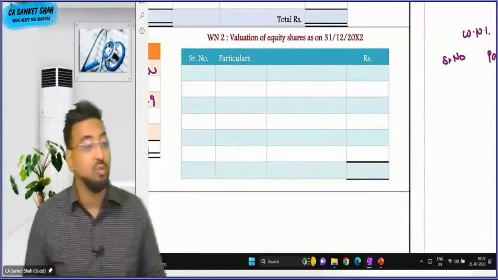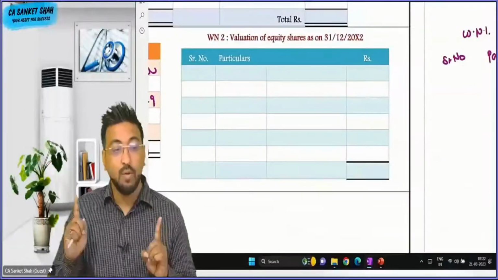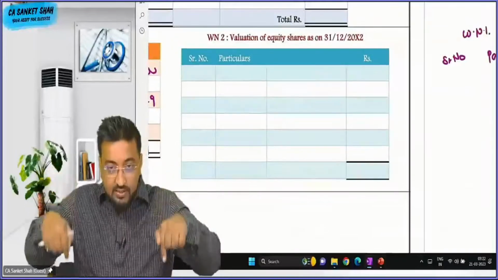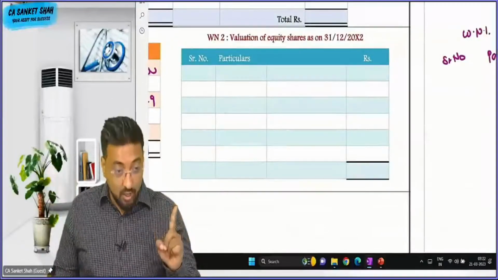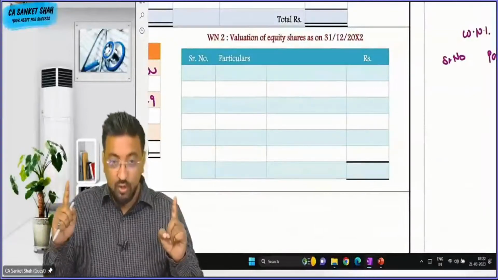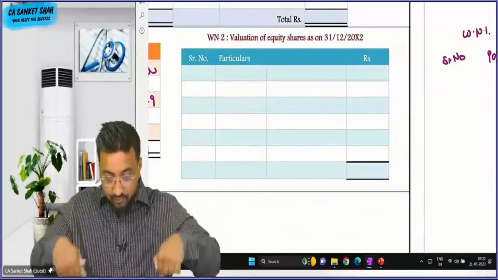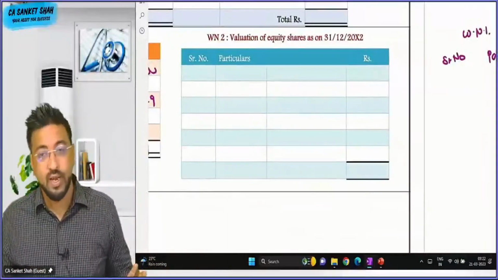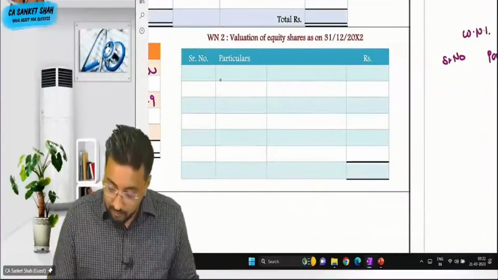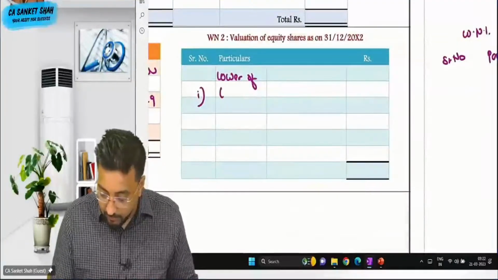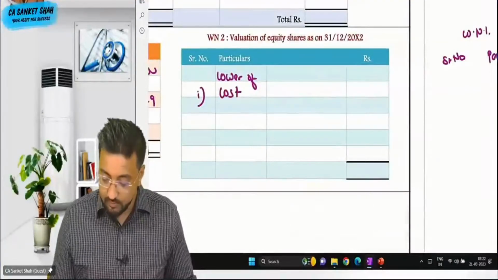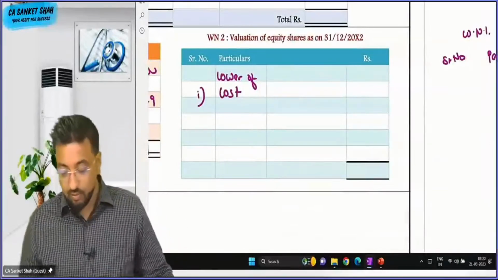What is the valuation rule? Cost or market value, whichever is lower. So what is the pro forma? Cost or market value, whichever is lower. Okay, so write down: lower of, one, cost. What is cost, beta?